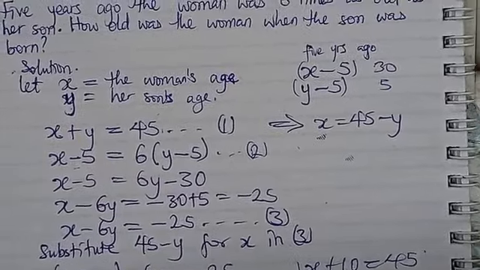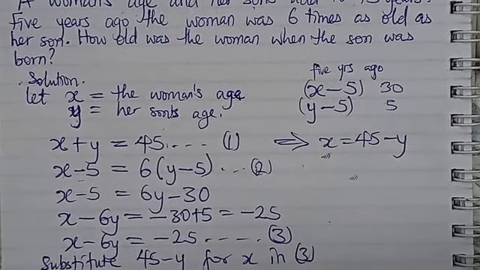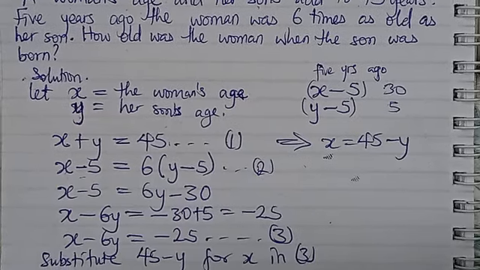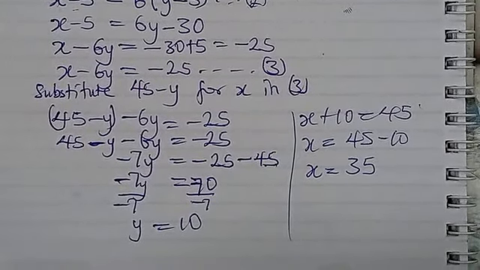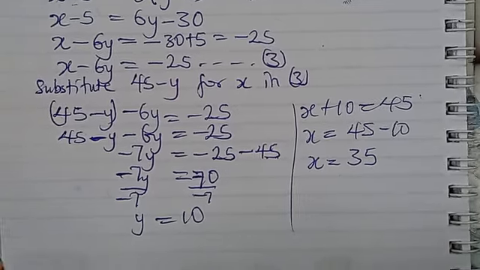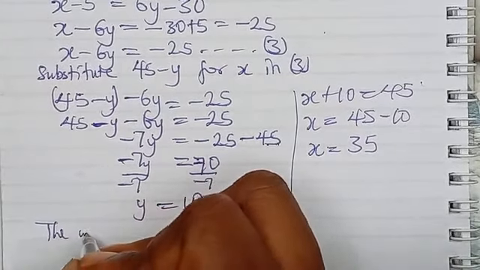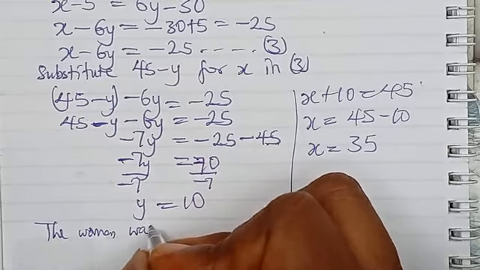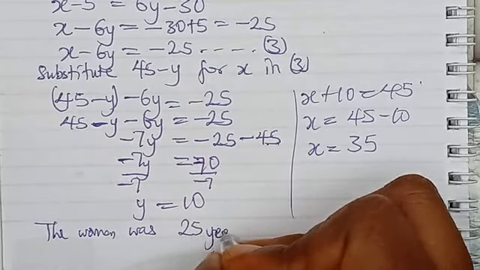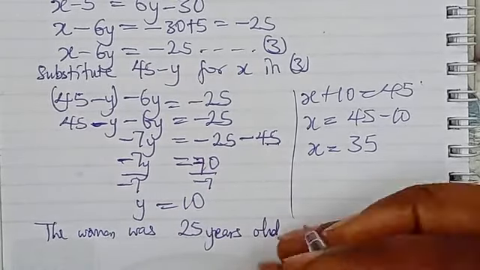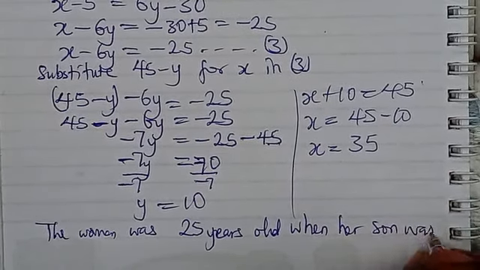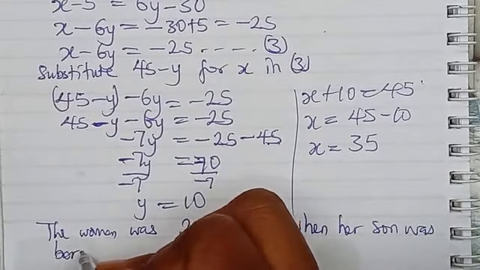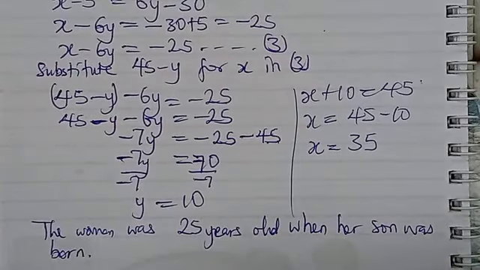Now remember, the question is asking us, how old was the woman when her son was born? If this woman is 35 years old now, and her son is 10 years old now, we already know that she was 25 years old when she gave birth to her son. Now, we say the woman was 25 years old when her son was born. We can see we just take it gradually.